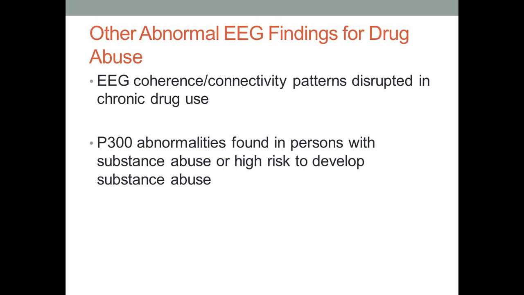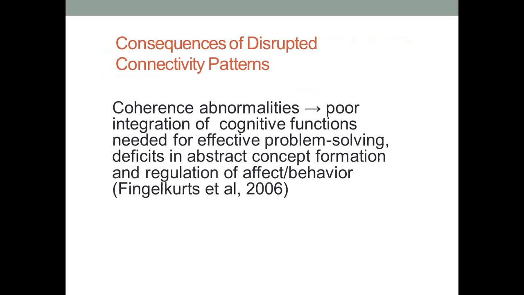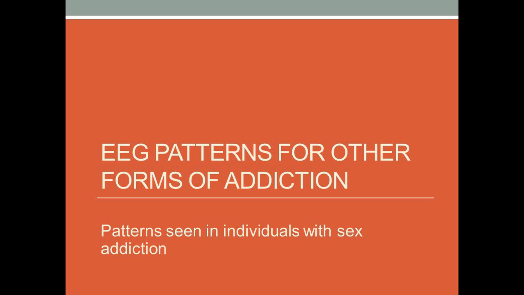Here are a few other abnormal EEG findings for drug abuse. EEG coherence connectivity patterns are disrupted in chronic drug use, and P3 evoked potential abnormalities are found in persons with substance abuse or at high risk to develop substance abuse. There are consequences of disrupted connectivity patterns and coherence abnormalities: poor integration of the cognitive functions needed for effective problem solving, and deficits in abstract conception, formation, and regulation of affect and behavior.